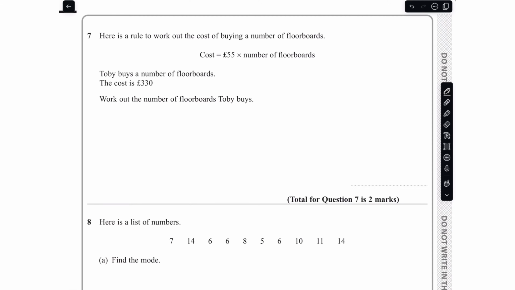So the first thing I'm going to do is denote my number of floorboards as x because it is an unknown. Therefore, £55 multiplied by x equals the cost, which is £330. Therefore, to obtain the value of x, I need to divide both sides by £55. Therefore, x simply equals 330 divided by £55, and that gives you 6. So our final answer is 6.